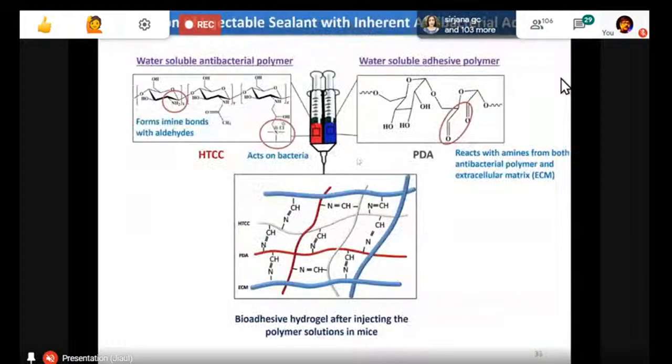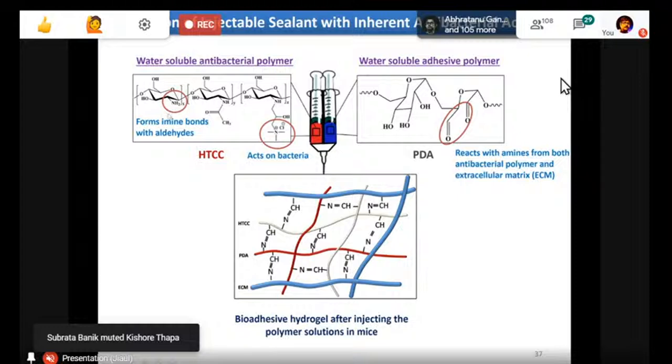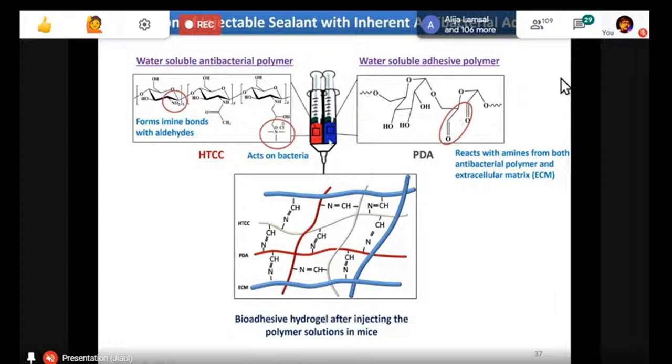So our design principle: we developed a water-soluble antimicrobial polymer by introducing a positive charge in the polymer, and then we have a water-soluble adhesive polymer which has some functional groups, and these functional groups can react with the amine groups of the tissue's protein and thereby act as an adhesive polymer. At the same time, we have some free amine groups in our antimicrobial polymer, so they can also react with this polymer, leading to the formation of a gel the moment we inject through a dual barrel syringe.